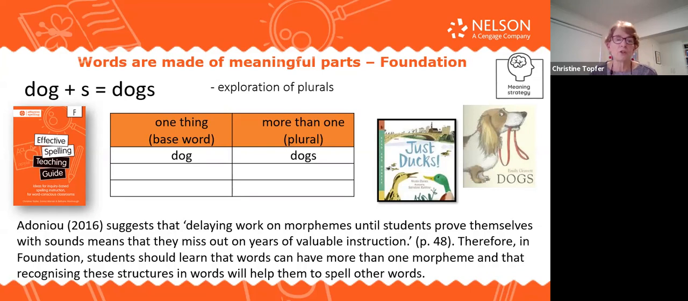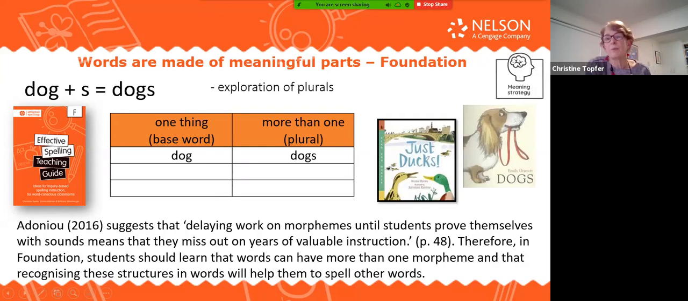Therefore, in Foundation, students should learn that words can have more than one morpheme, and that recognising these structures in words will help them to spell other words. And so the example we give is around plurals, actually. So it's not strictly a morphological word family, but we do suggest ideas that you can use there. It's about having children at the beginning understanding that words are made of meaningful parts, and plurals is a great place to start. Obviously, we start with literature.